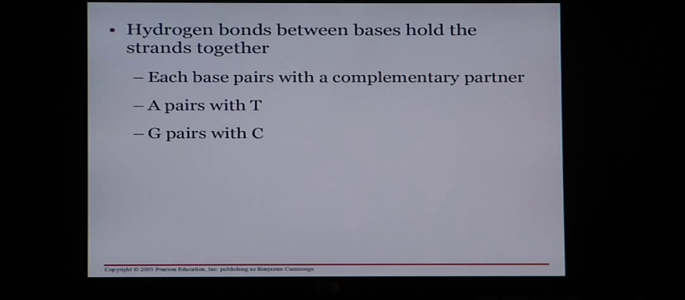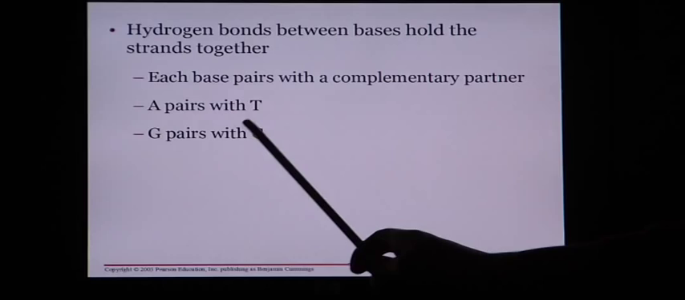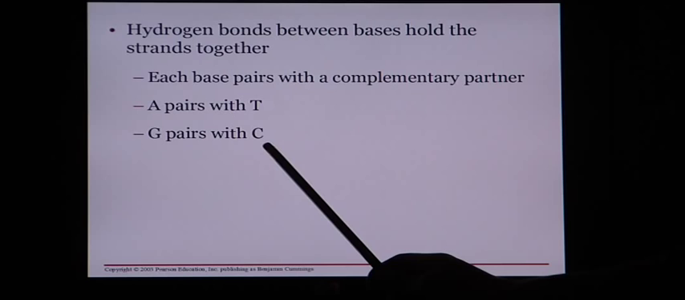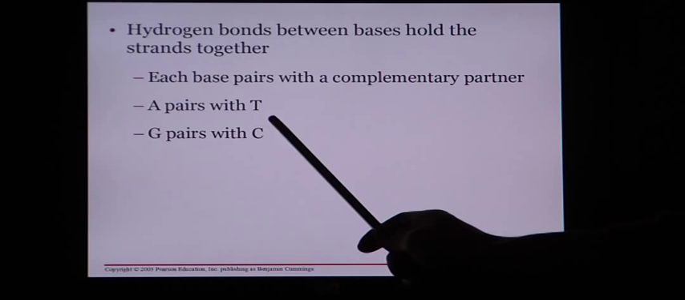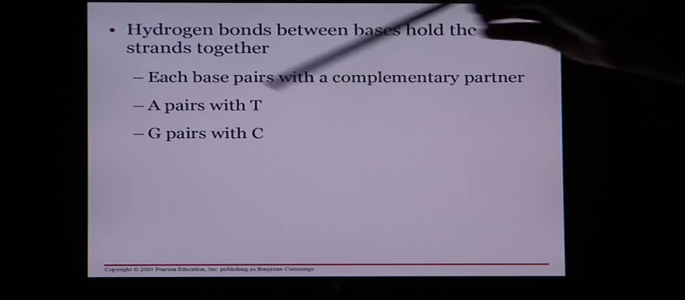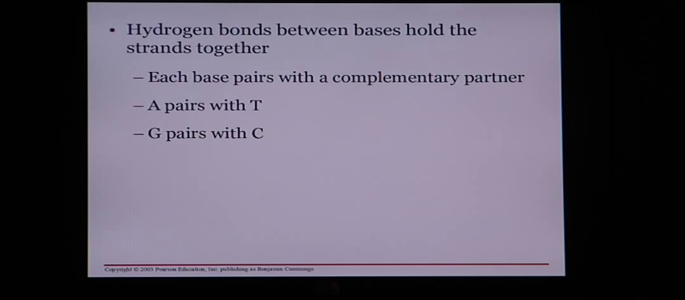Now, if we go back to focusing on DNA for a minute, those nitrogenous bases that we talked about, A, T, C, and G, those bases pair up in couples, okay? The A likes to hang out or bond with the T, and the G likes to hang out or bond with the C, okay? So we're always going to find A and T bound together and G and C bound together. We should never see A and C bound, and we should never see G and T bound. Okay, so A always binds with T, and G always binds with C.